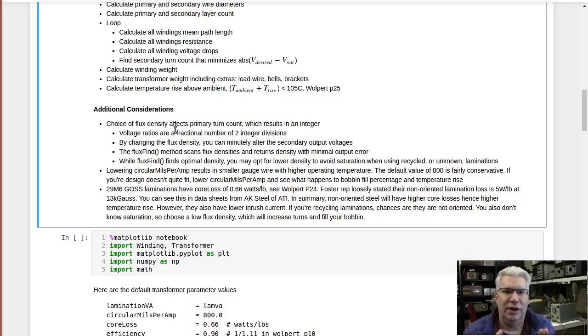The turns ratio is always going to be a division of two integers, because you're going to want to have complete turns on your bobbin, because you want the lead out wires to come out in a certain location on the bobbin. So you don't want to have fractional turns, and you want to have complete turns. And when you have a division of two integers, that makes the ratio of the primary voltage to the secondary voltage somewhat fixed to whatever the integer values end up being.